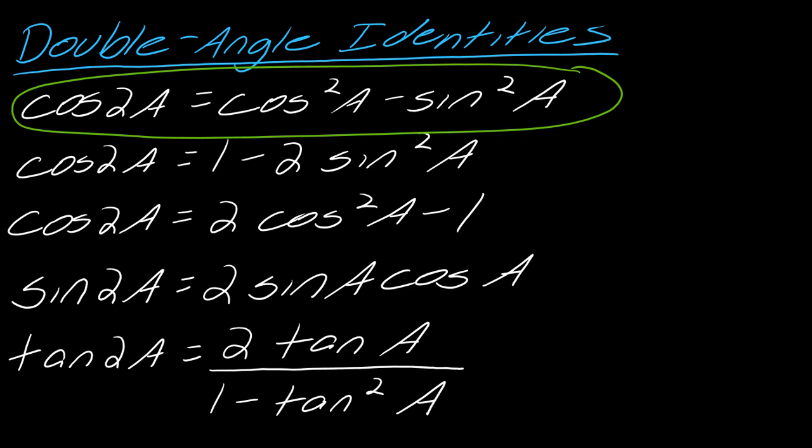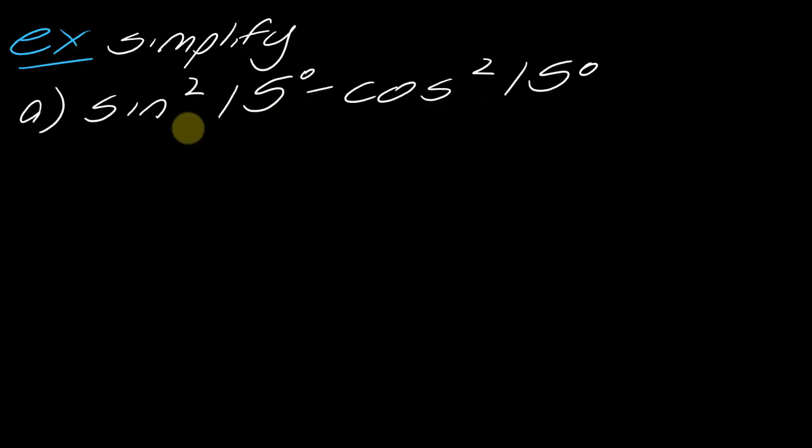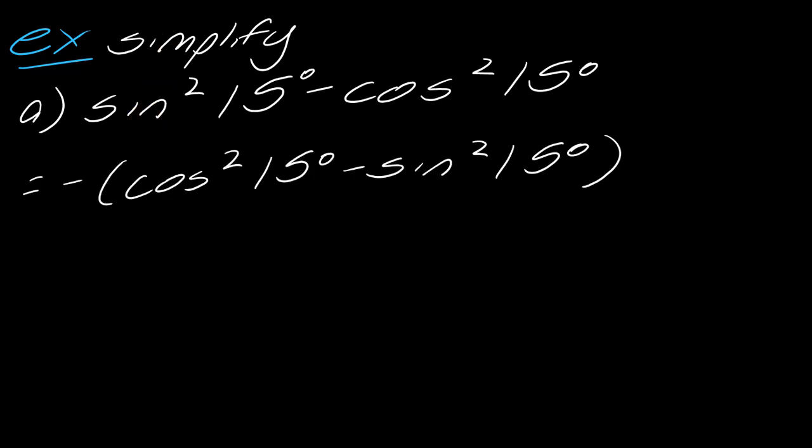So what I need to do is manipulate this so that I can use my identity. That's what I want to do. So to do that, whenever it doesn't go in the order that you want it to go in, you can factor out a negative, and when you factor a negative out of the expression, you're allowed to flip the order of the expression as you see here.